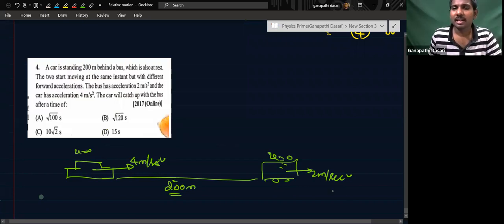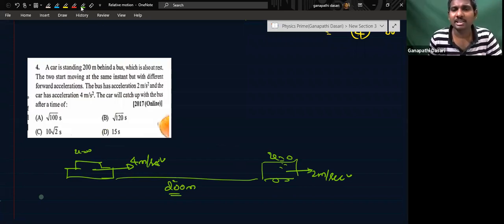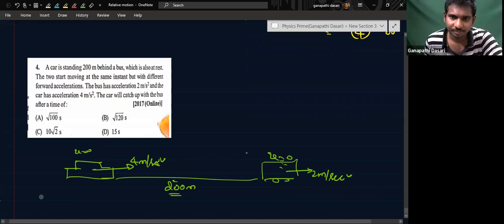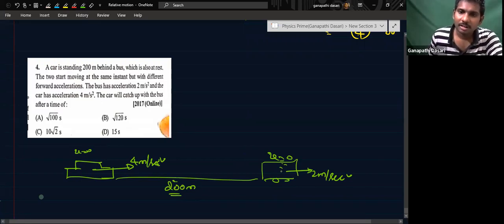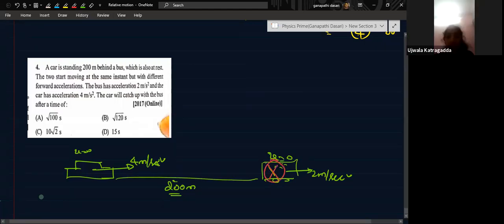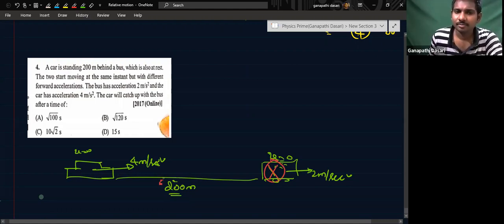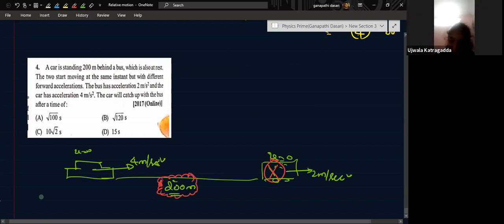In this question, if you're solving by relative motion, we can stop one thing. Let me stop the bus in relative motion. You can stop anything. If I stop the bus, how much distance should the car travel in the relative world? 200 meters. Okay.